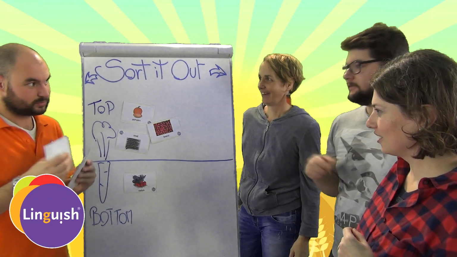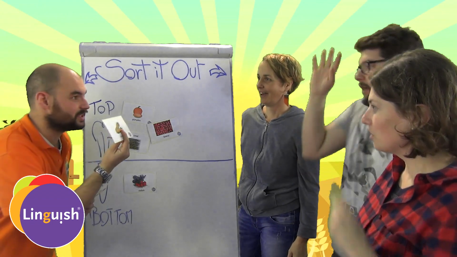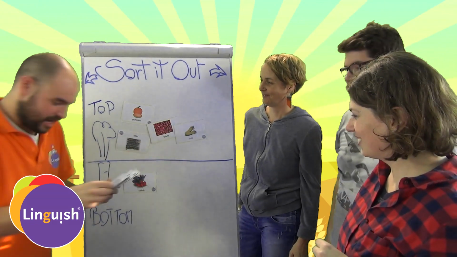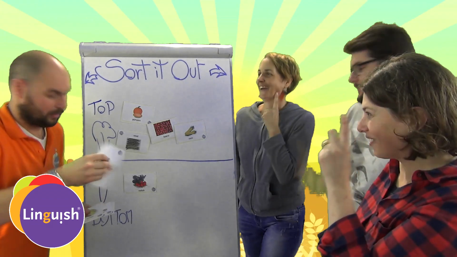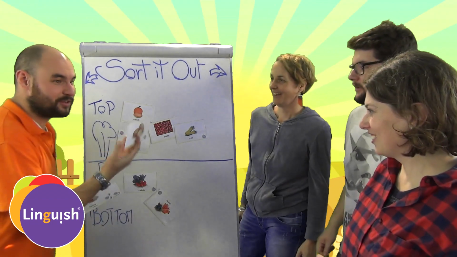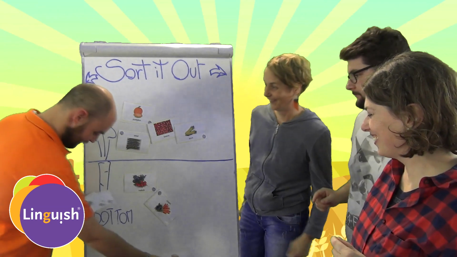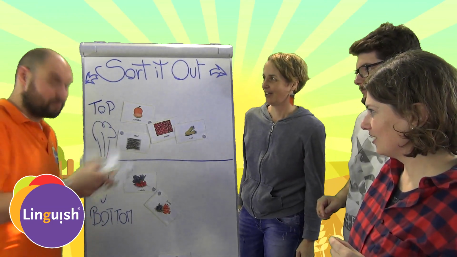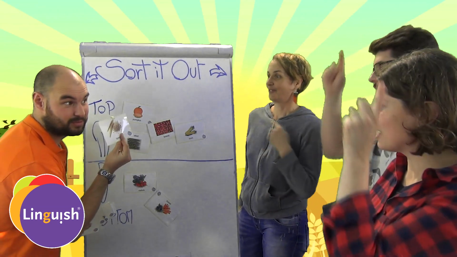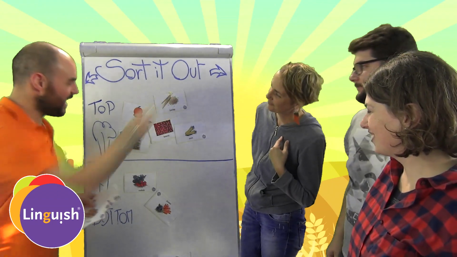Oh, difficult one. Right? In corn, what do you eat? We eat the top. Yes, okay. In carrots, we eat the bottom. Yes. In potatoes, we eat the bottom. Yes. In barley, we eat the top. Okay, excellent.